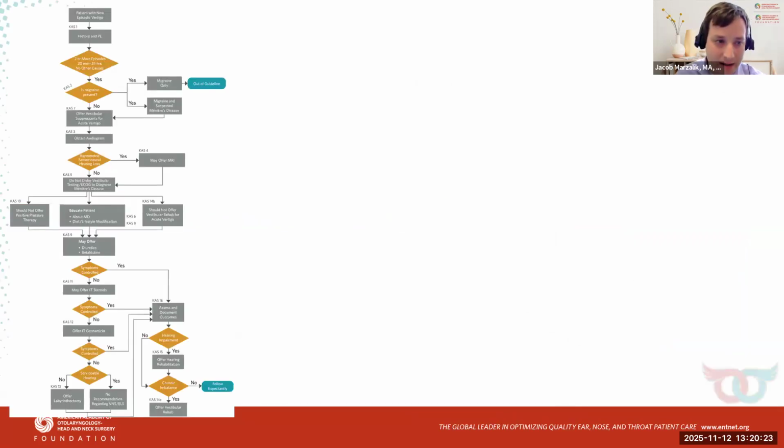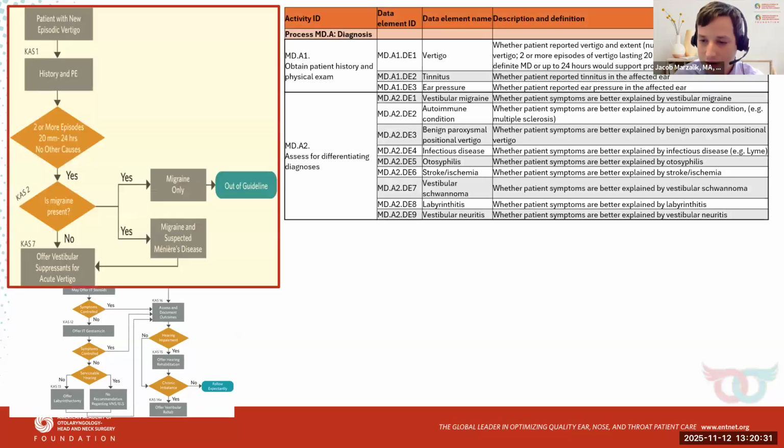And so here we are back at the flow chart. So the CPG recommends assessing patients with suspected Meniere's for vertigo, tinnitus, and ear pressure. Therefore, a patient with Meniere's disease should have codes for vertigo, tinnitus, and ear pressure to support that the physical and patient history was performed. And so you'll see here a zoom in of the 2 processes of obtaining patient history and then assessing differential diagnoses.